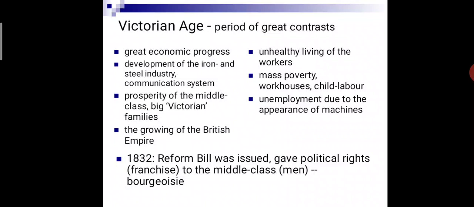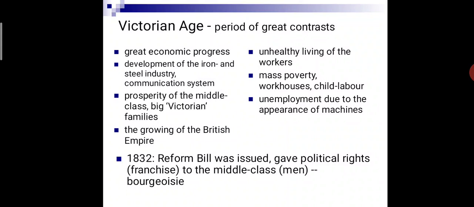Again, unhealthy living of the workers, mass poverty, workhouses, child labor, unemployment due to the appearance of machines. See what kind of contrast is shown in the Victorian age. Though there is great economic progress, there is unhealthy living of the workers, and there was mass poverty.